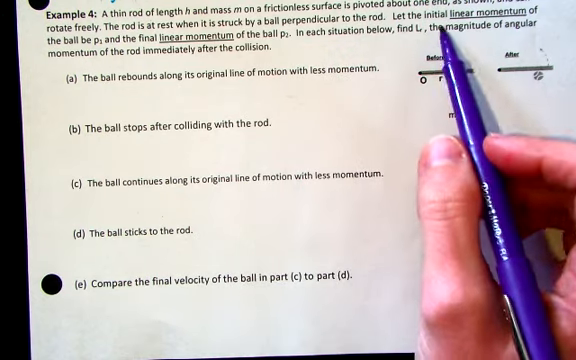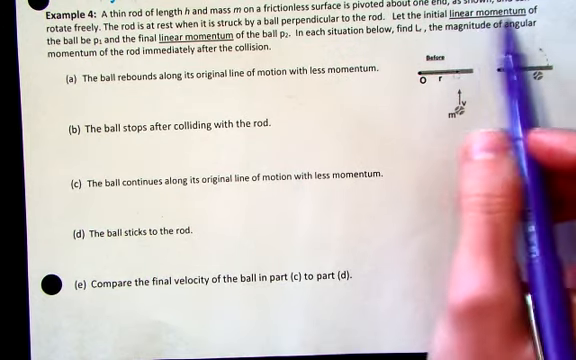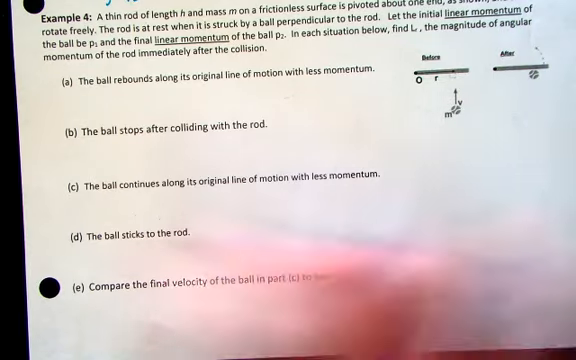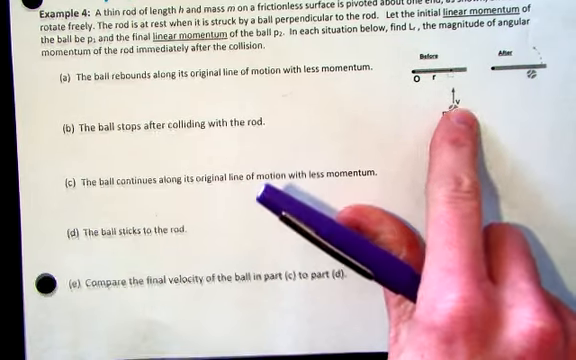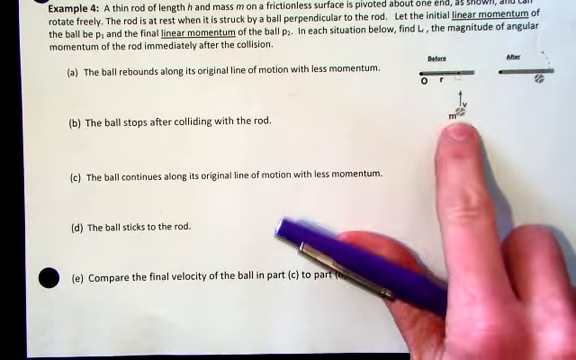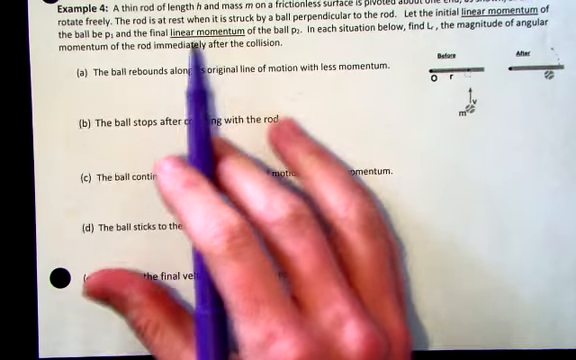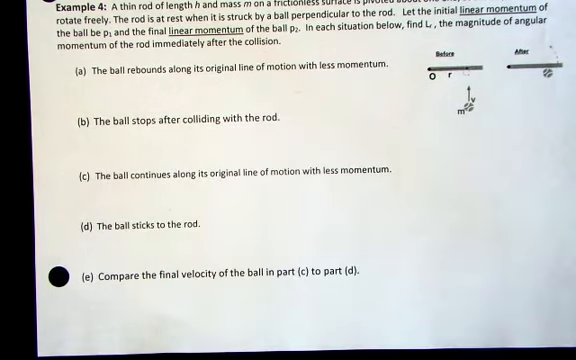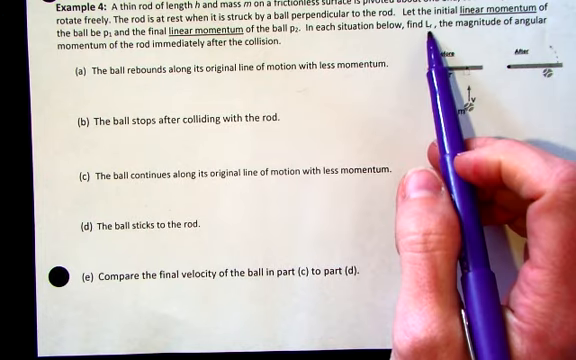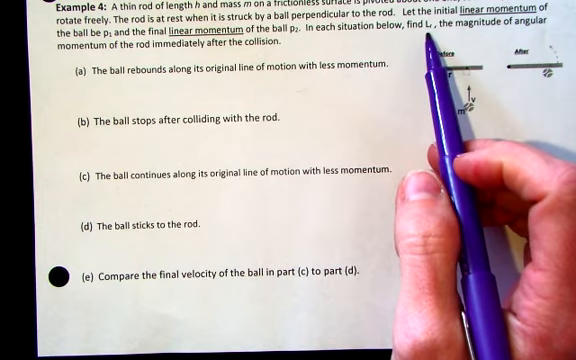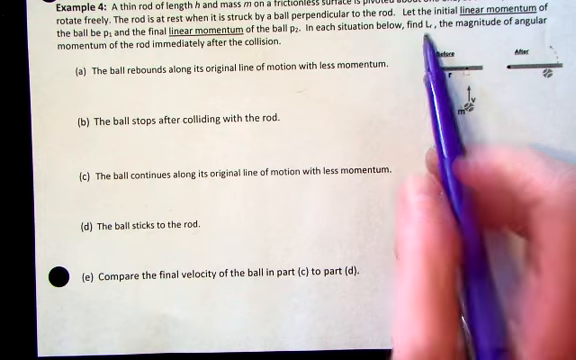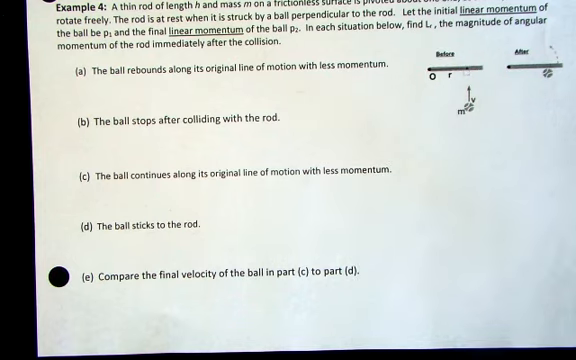We're going to let the initial linear momentum, so that would be the p-value of the ball, m times v, and we're just going to call that p1. So this right here, the linear momentum is p1. We're going to let the final linear momentum be represented by p2, so that's after the collision. And our goal is to find the angular momentum of the rod after the collision.